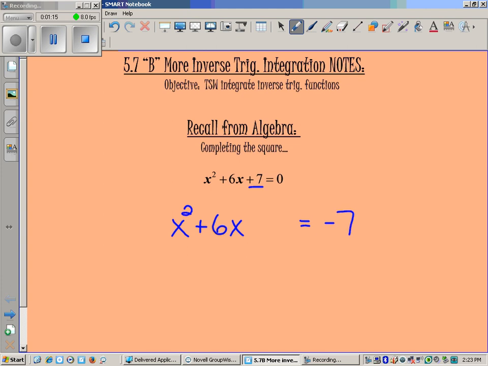I'm going to leave a little space there because I'm going to do something with that space in a second. The next step for completing the square is you're going to take the coefficient in front of x. So in this case, you're going to take the 6. You're going to divide it by 2. So what's 6 divided by 2? 3, right? And then you're going to take that 3 and you're going to square it. So what is 3 squared? 9. And you're going to add this 9 to both sides of your equation in order to keep it balanced.